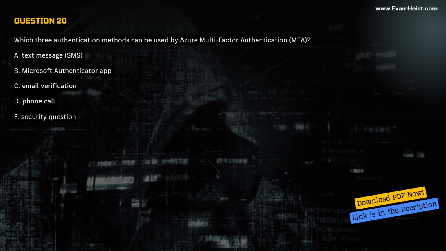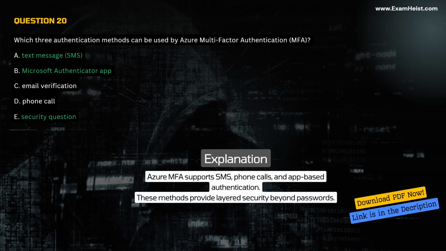B. Microsoft Authenticator app. C. Email verification. D. Phone call. E. Security question. Correct answer: A, B, and D. Text message (SMS), Microsoft Authenticator app, Phone call. Explanation: Azure MFA supports SMS, phone calls, and app-based authentication. These methods provide layered security beyond passwords.